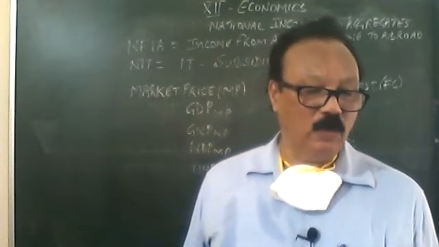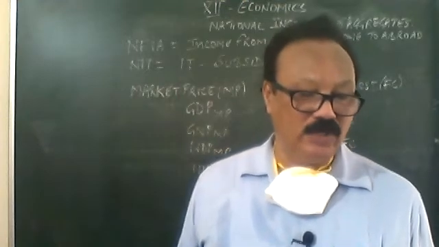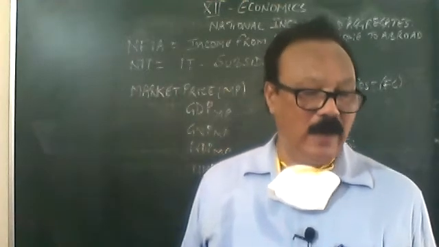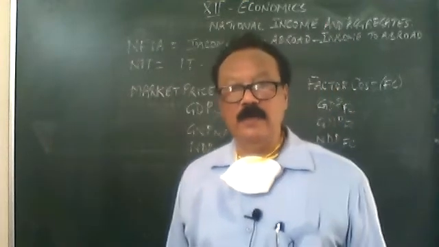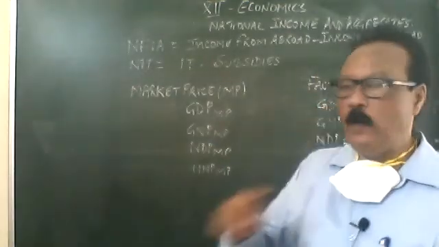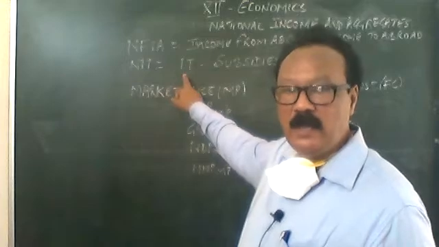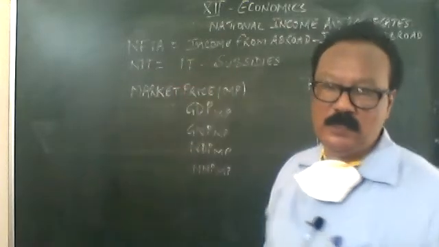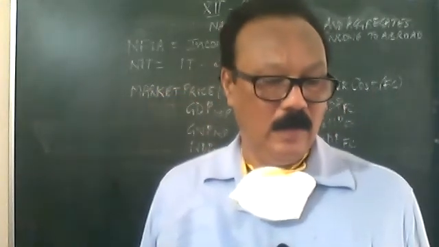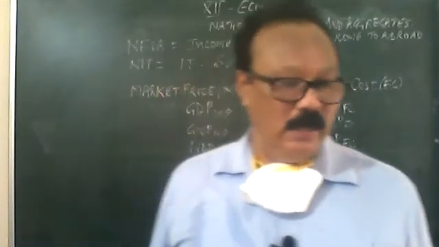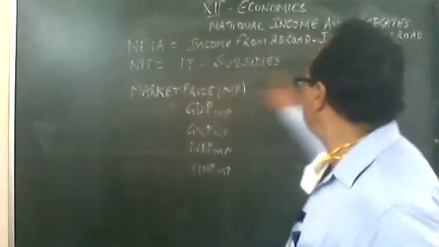So for the promotion of exports of goods, for the production of certain commodities, the government gives cash grants, and this is sold at a price which is normally lower than the market price, and it is termed as subsidies. So when we calculate net indirect taxes, it will be calculated as IT, that is indirect taxes, minus subsidies. Next is market price and factor cost.